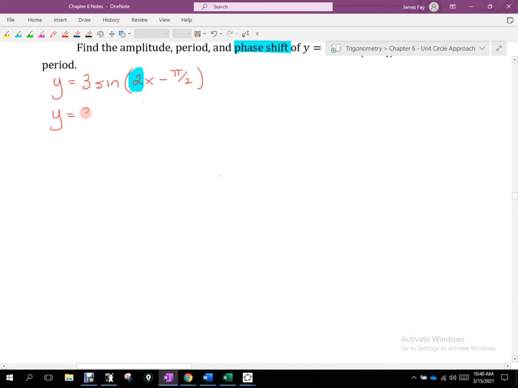You know, y equals 3 sine, put a 2 here. I'm going to fix this in a moment, but I'm going to put a 2 right now. And then I'll write my argument. This 2 is still part of my argument, though. We just got to make sure that we understand. But what's 2x divided by 2? x. What's pi over 2 divided by 2? Pi over 4.